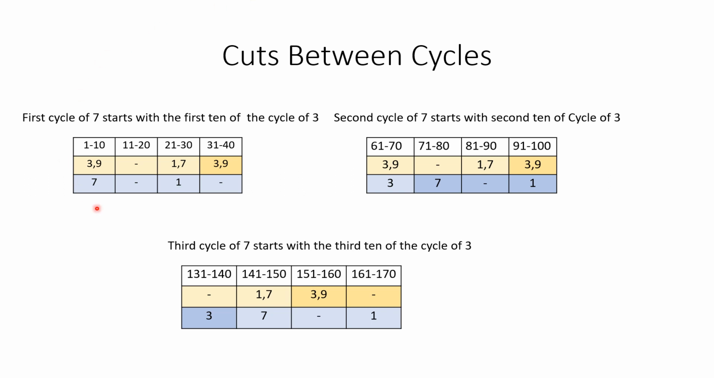So here we have the first cycle of 7 that starts, for example, with the cycle of 3 in the first 10 of 3 and the first 10 of 7. And now it's different. Here is the start of the cycle of 7, iteration number 2, and look, now it starts together with the second 10 of the cycle of 3. Here it starts with the first 10 of the cycle of 3. Here it starts with the second 10. And in the next cycle of 7, that is here, it starts together with the third 10 of the cycle of 3.